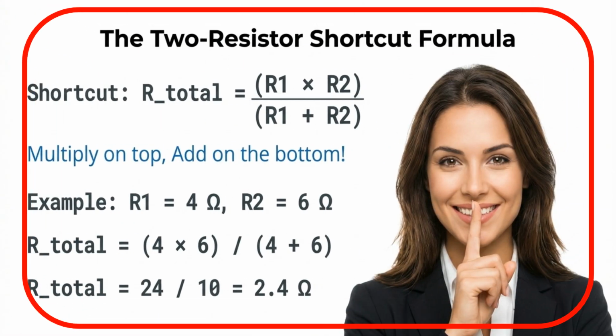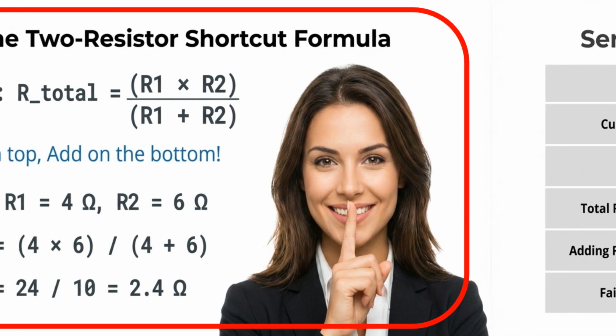For a 2-resistor parallel circuit, you can use the shortcut formula. R total equals R1 times R2 divided by R1 plus R2. Multiply on top and add on the bottom. For example, if R1 is 4 and R2 is 6 ohms, R total is 2.4 ohms.